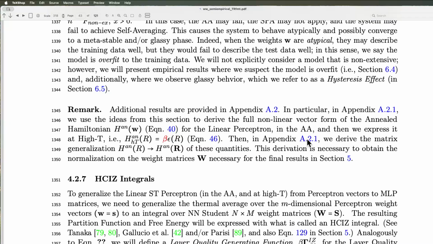Then in equation A21, we derive the matrix form, the matrix generalization. So HAN of R goes to HAN of R of these quantities. This derivation is necessary to obtain the normalization on the weight matrices necessary for the final results in section 5.